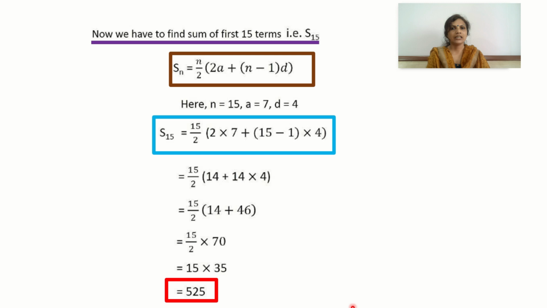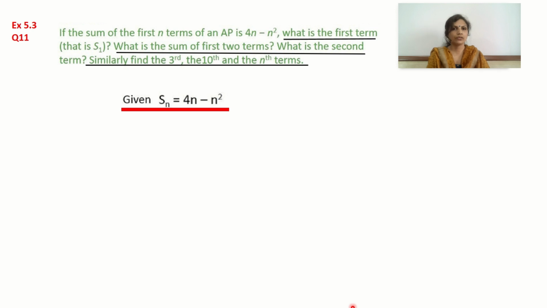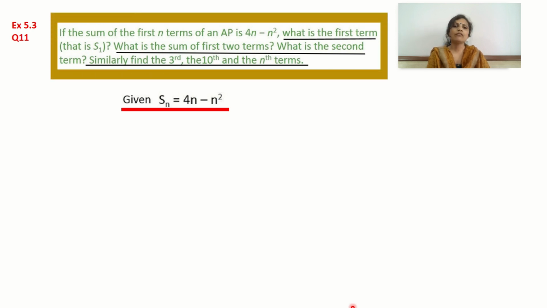So another type of sum, simple, but yeah, you have to read the sum carefully and understand what is asked. Alright, check this. This is another doubt which was asked, and the question is: if the sum of the first n terms of an AP is 4n minus n square, what is the first term? What is the sum of first two terms? What is the second term? And similarly, find the third, the 10th and the nth term.